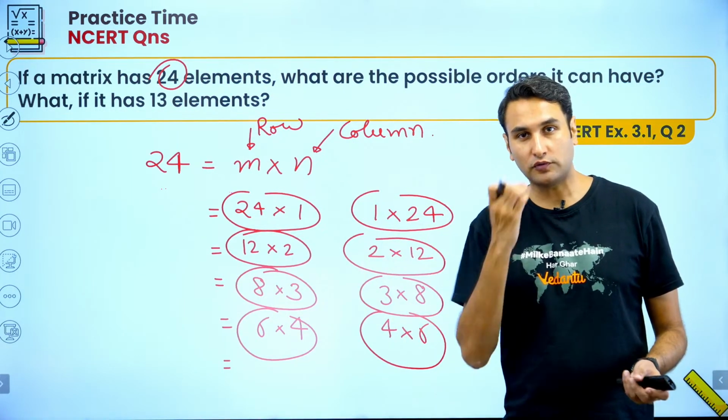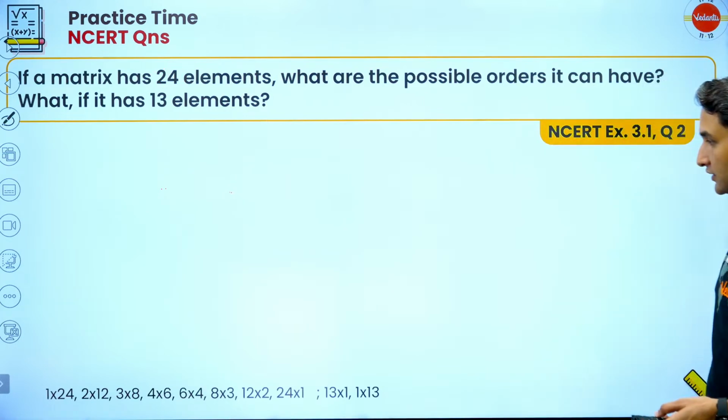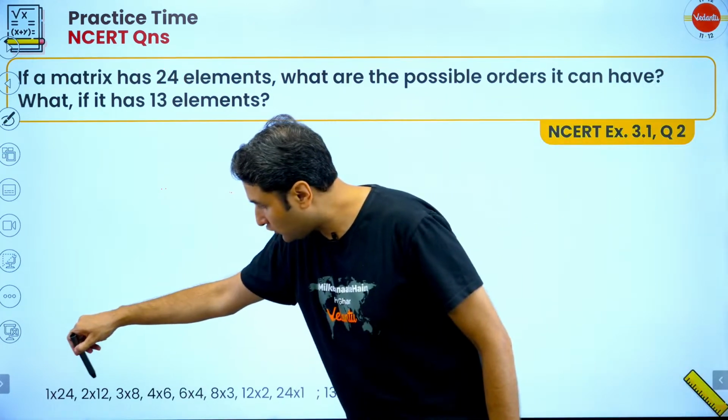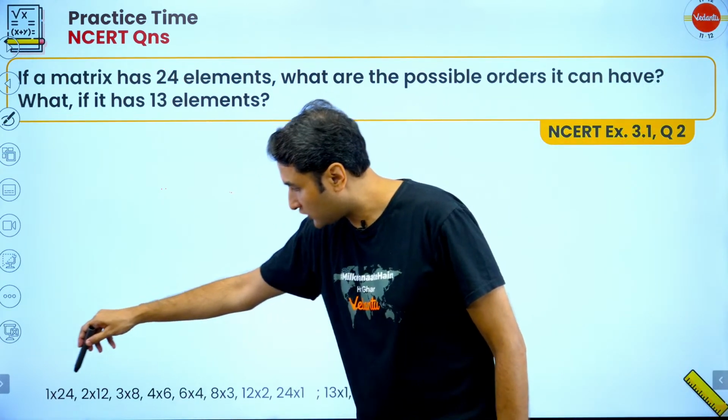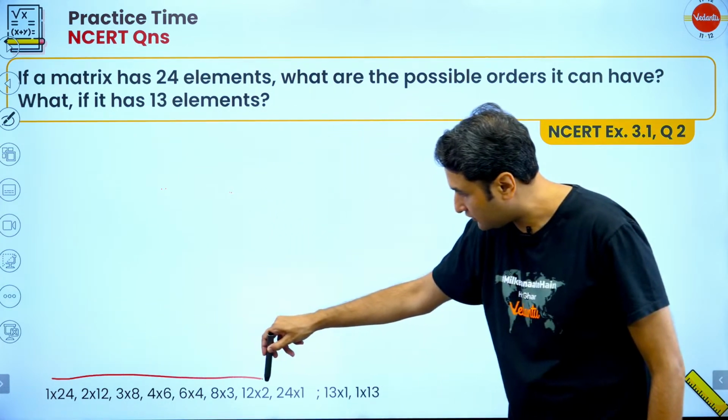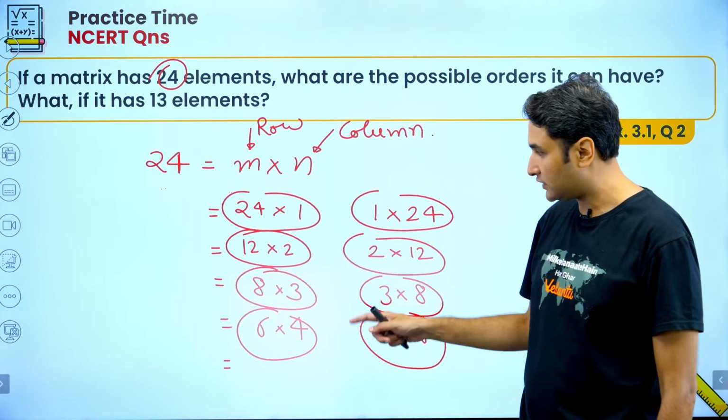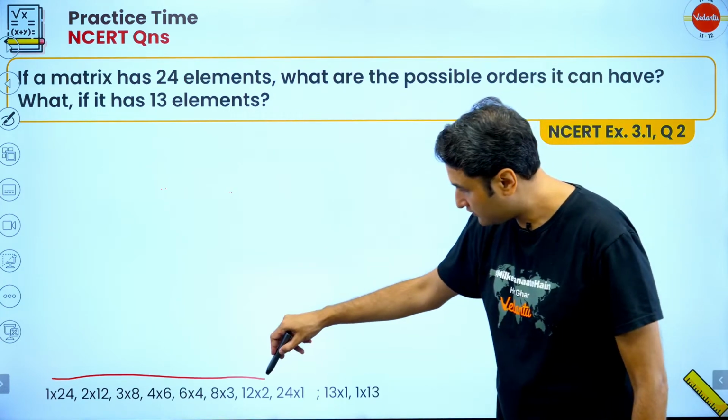Is that clear, all of you? Right? So what's the answer? Answer is this. So 1 into 24, 12 into 2, sorry, all this, whatever that we have written. Did we miss one? No, we didn't. All are covered, right?